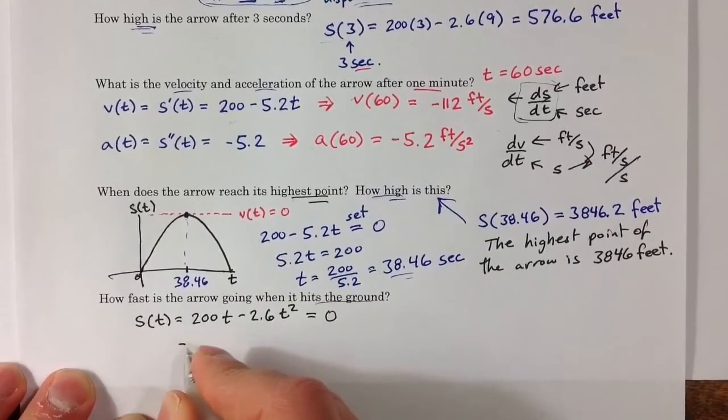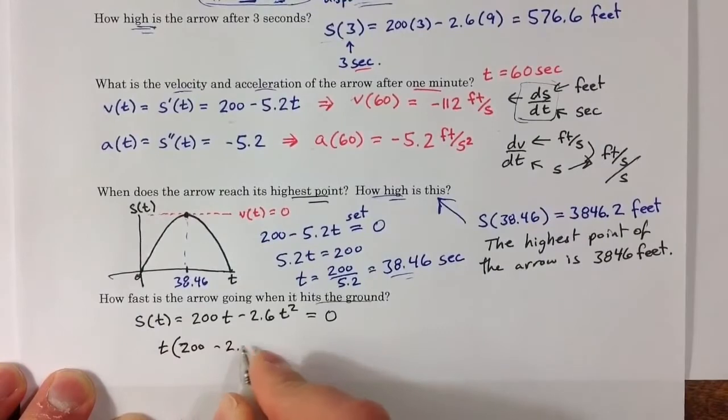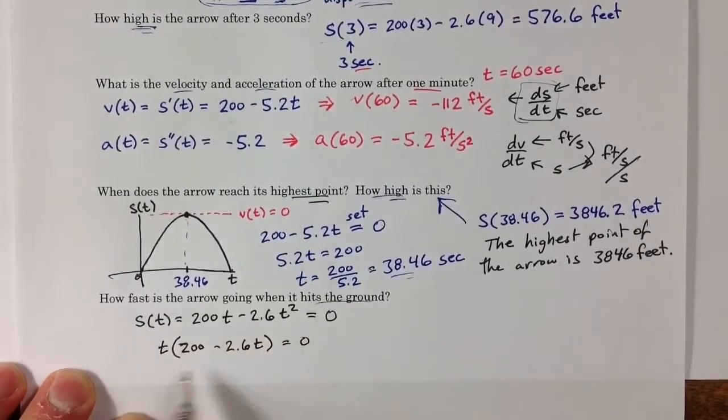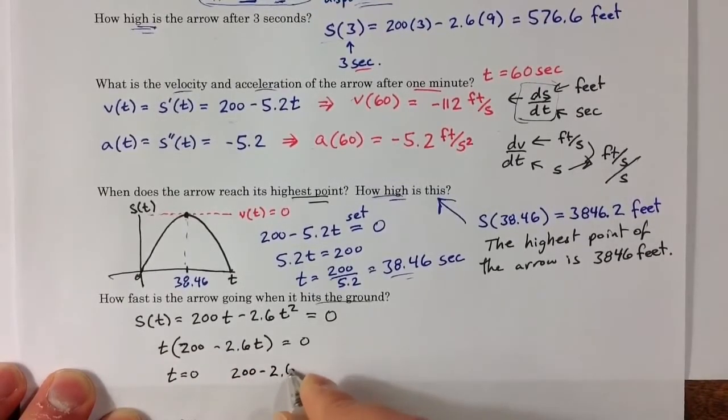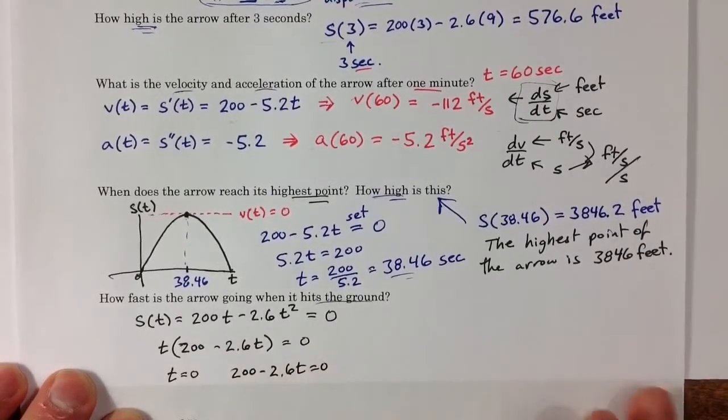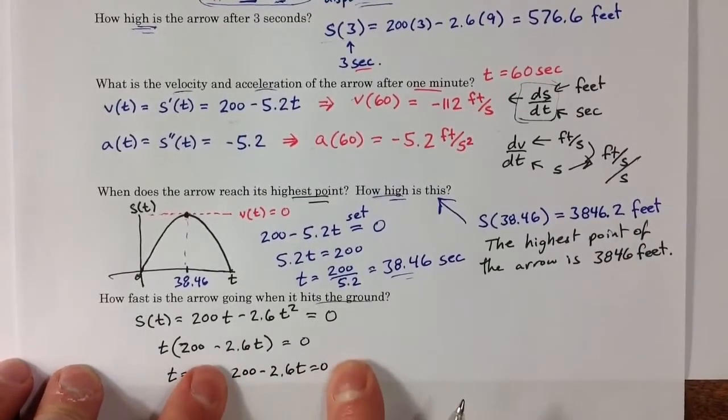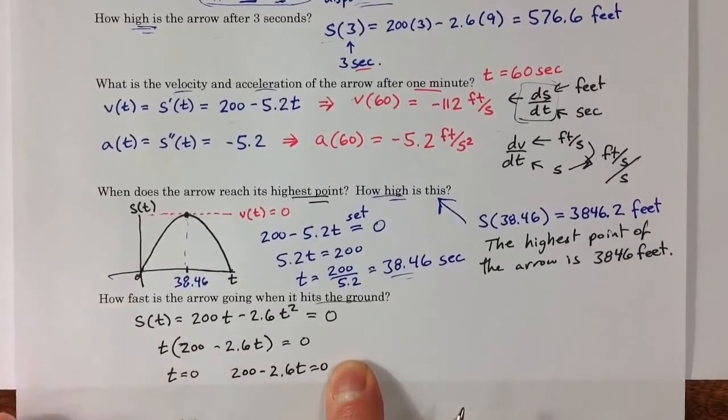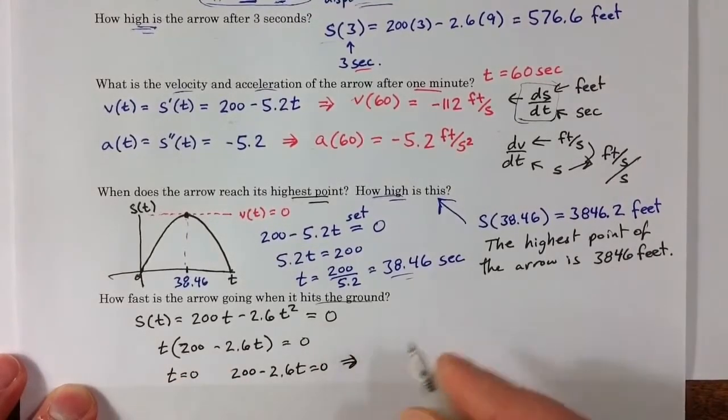And so we can solve this algebraically. It's not too bad. I can factor out a t, and I'm left with 200 minus 2.6t. And so there are two solutions to this. The principle of zero products says that either t equals 0, this first factor is equal to 0, and that just gives us t equals 0, or 200 minus 2.6t equals 0. And so this is the value of t. The solution to this equation is the one that will give us the time at which it hits the ground.